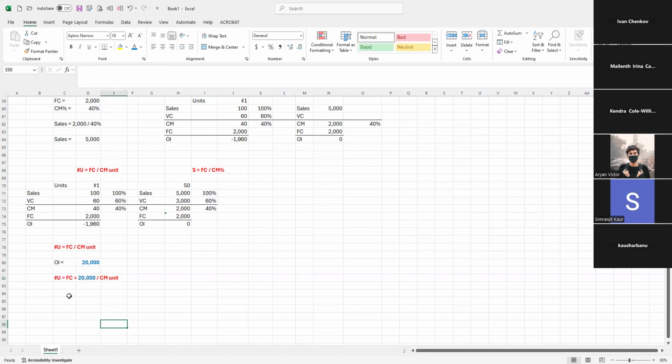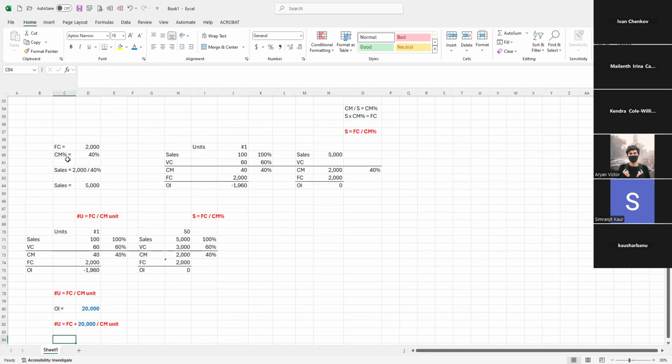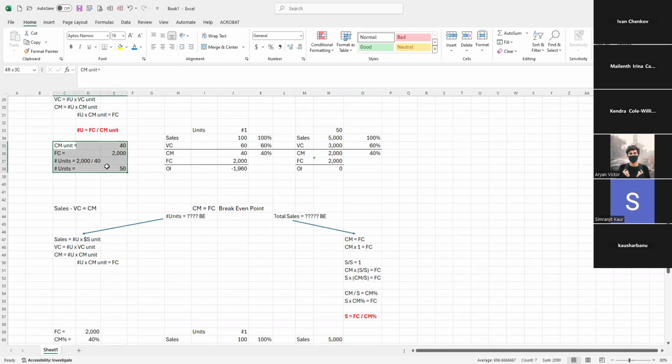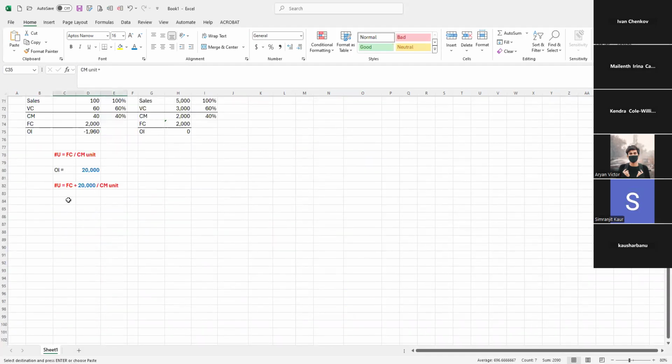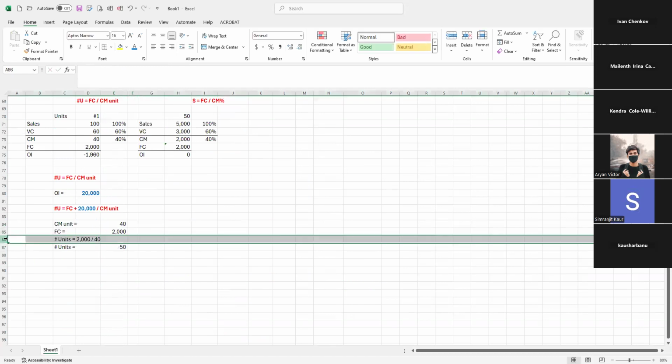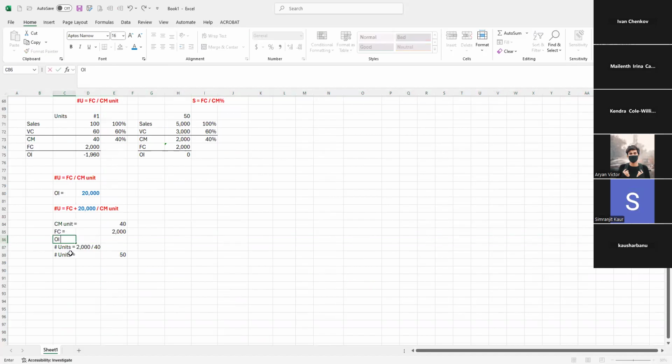And run the calculation again. So we know our fixed cost was $2,000 and the contribution margin per unit is $40. The only thing that we need to add is the operating income that we want. And we already said that let's say we want 20,000.